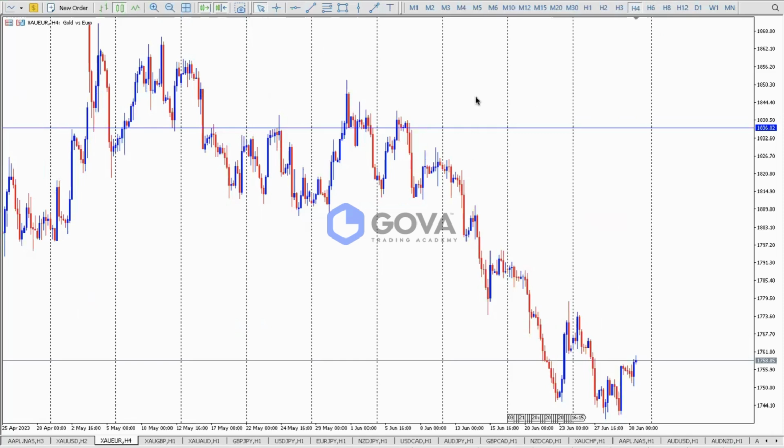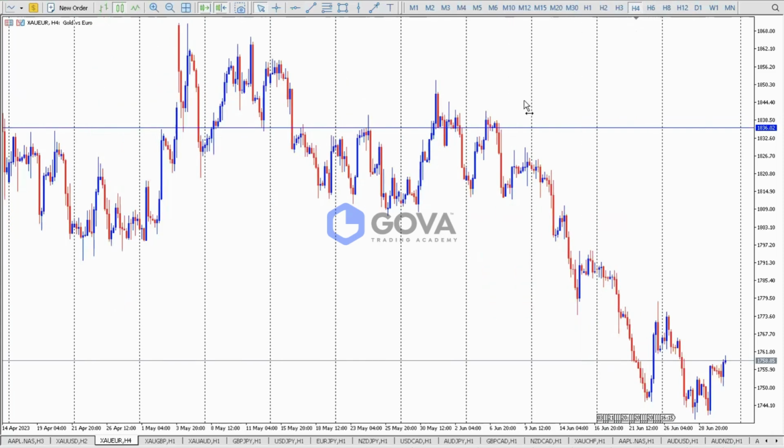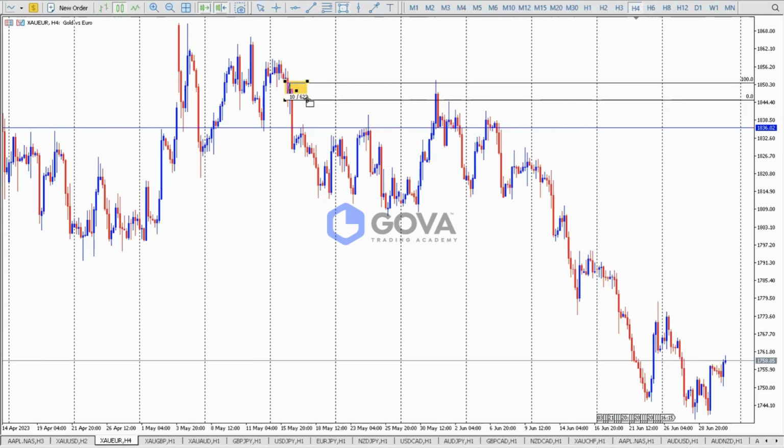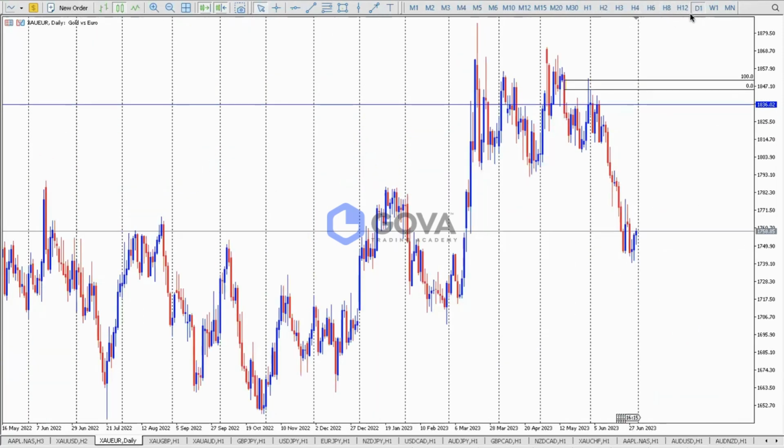You can see this is the area. You can see the previous month, there was a zone here. So when you look at it from the D1 time frame, you should be able to see that this is what we have.